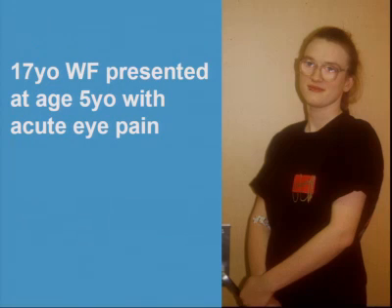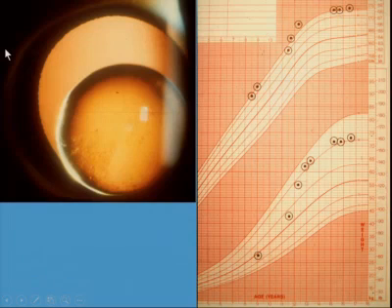Anyway, so the ophthalmologist picks up on this and either extracted or repositioned the lens and sent this girl to genetics at age 5, where she was diagnosed with homocystinuria. Okay, so here's a slipped lens, which belongs in the center of the pupil here. And this is that girl's growth curve. So you can see from a younger age, she's always been at the 95th percentile in height.